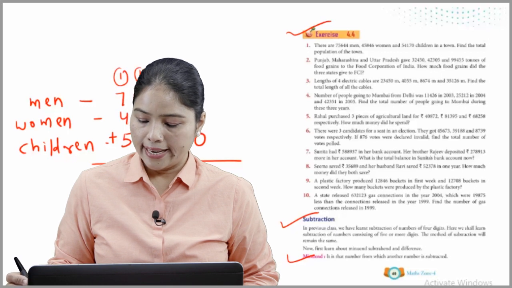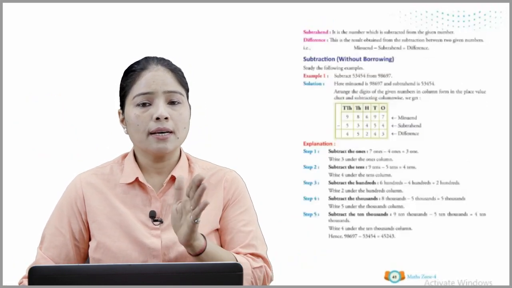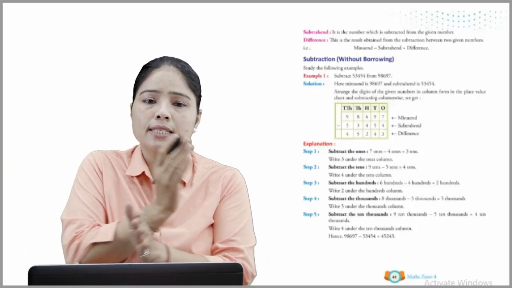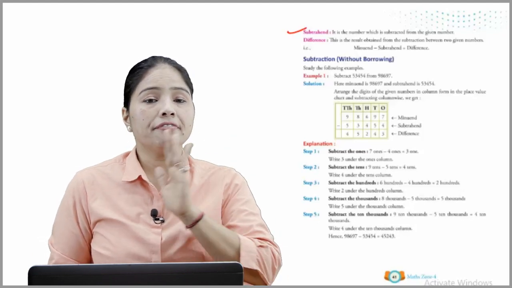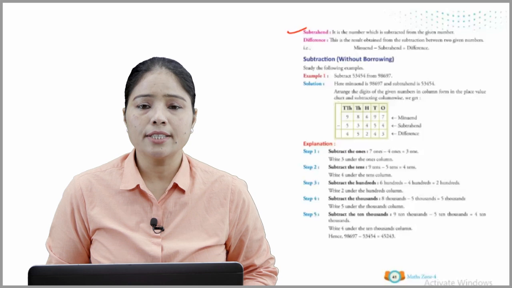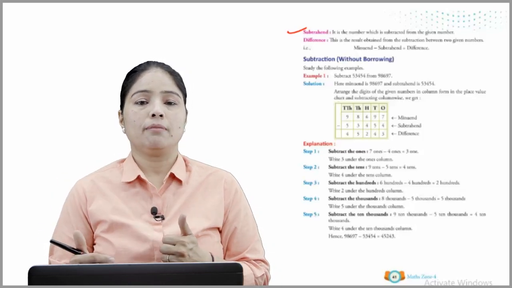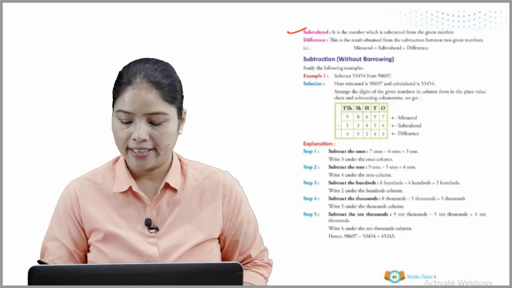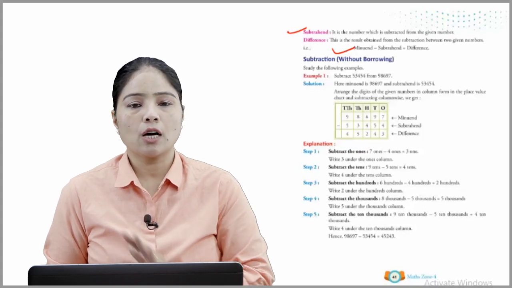So now move on to the next. Subtrahend. It is the number which is subtracted from the given number. The number that is being subtracted from another number is called the subtrahend. What is the difference? This is the result obtained from the subtraction between two given numbers. Example: minuend minus subtrahend is equal to difference. Yes. Okay. So now subtraction without borrowing.